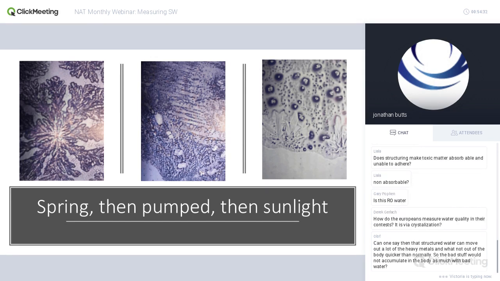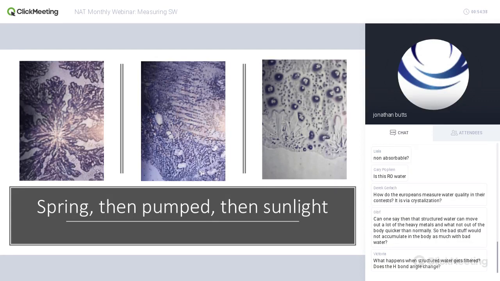Here you see good quality spring water on the left: leafy structure, radial structure, reasonable amount of surface area. Then you pump it. It starts distorting and getting linear structures, and then you expose it to sunlight, and the linear structures go away, and it goes back to more the circular blobs, and you start to see some crystalline looking structures forming in that sample that are somewhat similar to the original shape that it came from.